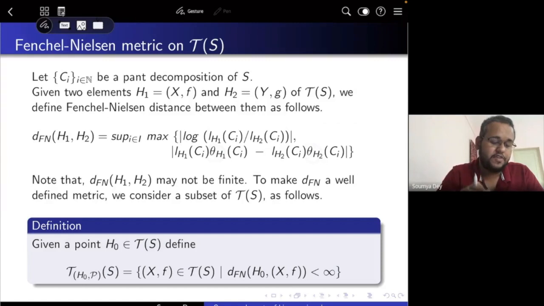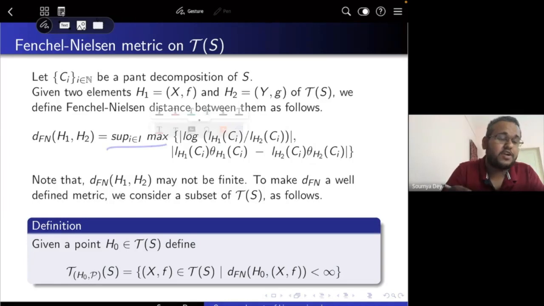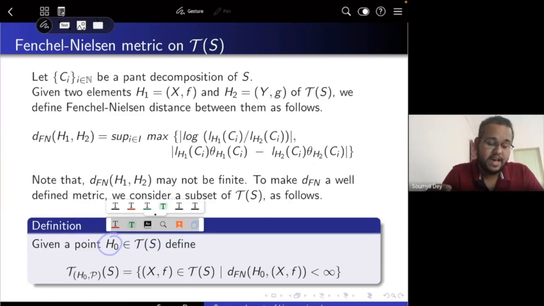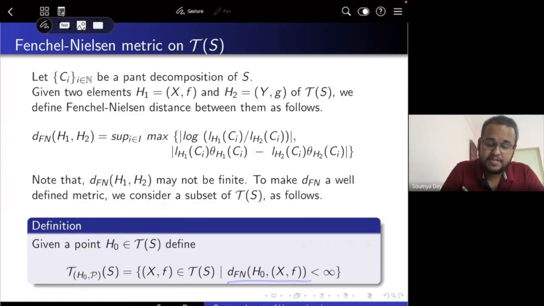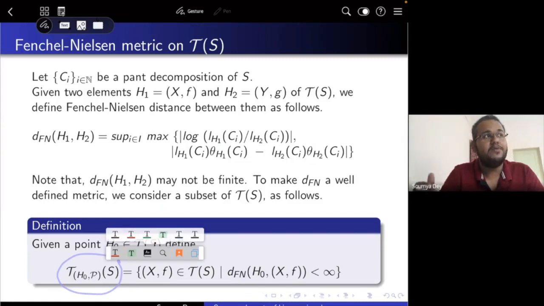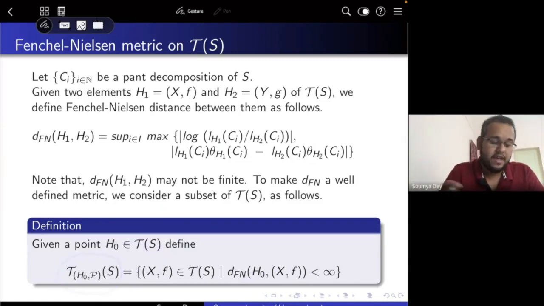If you have such a definition of a metric, you can define a metric on the reduced Teichmüller space. This supremum, or maximum, is not always finite. So you have to start with some fixed H0 in your Teichmüller space, and you consider all the points which are at finite distance from your H0. If you do that, you get a subspace of your Teichmüller space which is bounded, or any two points are at bounded distance. So this is the Fenchel-Nielsen metric.